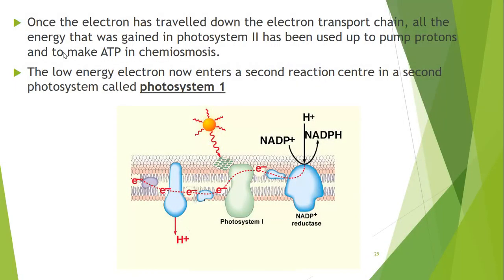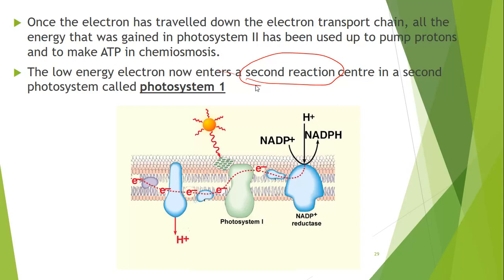Okay, we're not done with the electron yet. Even though the electron now has no energy after using it all to pump protons, we're not done with it yet. It enters into the second photosystem, which is called photosystem 1. Now remember, what are photosystems? They absorb sunlight. They have a reaction center. So this electron ends up in the second reaction center of photosystem 1. It gets boosted up again.